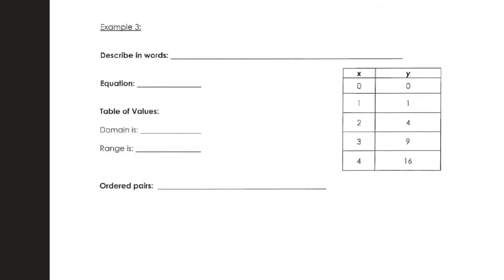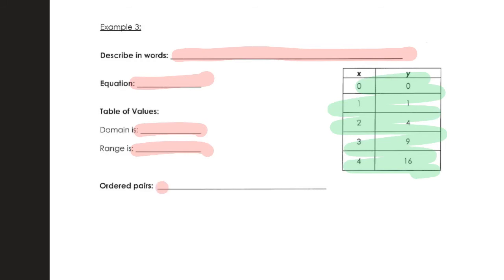Okay, what you see now is example 3. Notice that what I've given you is now a completed table. So we have the table. But what you need to come up with is the description in words, the equation, and you now need to list the domain and range and the ordered pairs. I think we could actually work our way through this one a little bit. So I'm going to ask you to pause it and fill in any of those red highlighted areas that you think you can come up with. Okay, pause it now.